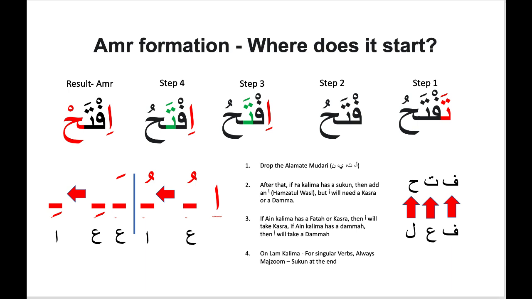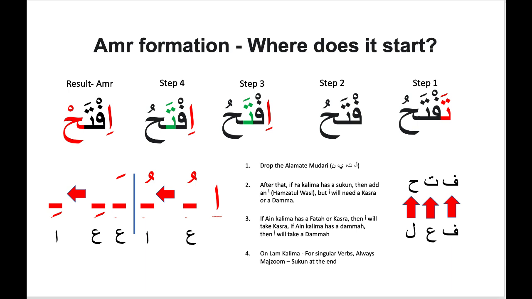So we have to find a haraka, and there is a rule for which haraka will come with the alif. And the rule is this. If you look at the text here, it says, if ain kalima has a fatha or kasra, then alif will take kasra. If ain kalima has a dhamma, then alif will have dhamma. So we have to now look at what is ain kalima. The original word is fataha. So fa is fa kalima, ta is ain kalima, ha is lam kalima. So our rule says, if the ain kalima has got fatha or kasra, then alif will have kasra. If the ain kalima has got dhamma, then alif will have dhamma.